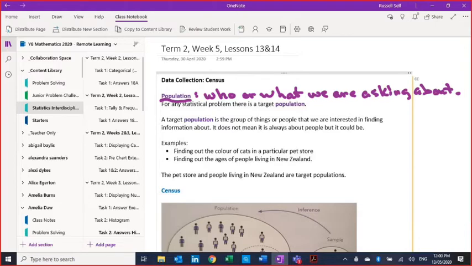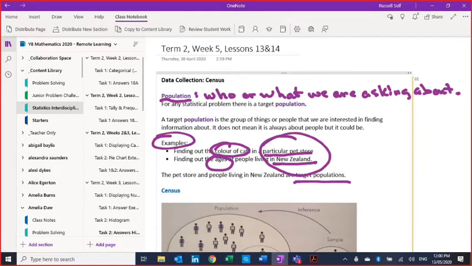For example, I could want to find out how many of you had bacon and eggs for breakfast. So you would be my population, this particular class, and I'm asking you a specific question. Looking at some of their examples: finding out the color of cats in a particular pet store, or finding out the ages of people who live in New Zealand. We're asking about a specific thing in a specific place, so your population needs to be very well defined. Those two populations, the pet store and the people living in New Zealand, are the target populations. The color of cats and the ages are what we're asking. Remember, the population is the who or the what, not the idea we're asking about, not the question, but who.